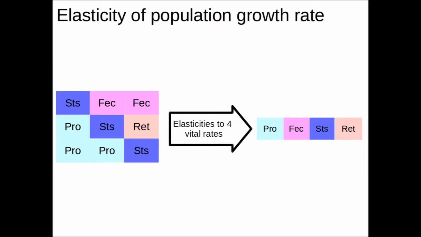We did this for every matrix, and we produced a vector of 4 elasticities: progression, so growth, stasis, shrinking, so retrogression, and fecundity. We know these aren't independent because they all sum to 1. So if, for example, fecundity elasticity is very high, we know the other 3 must be very low. To get around this, we put them into a PCA.